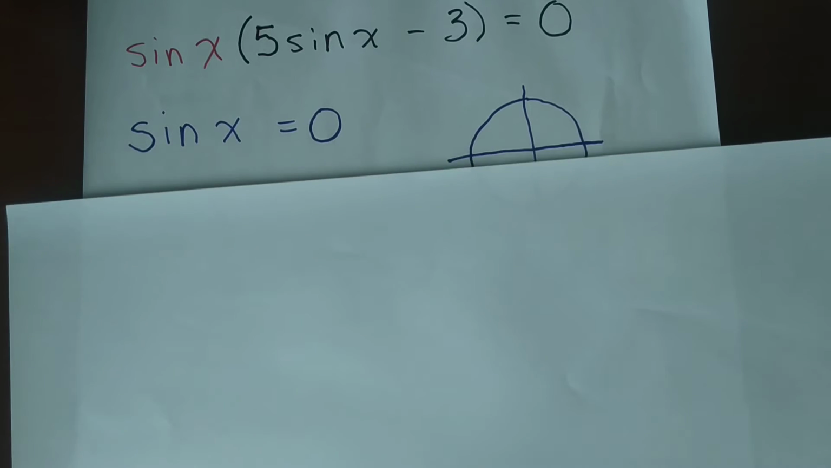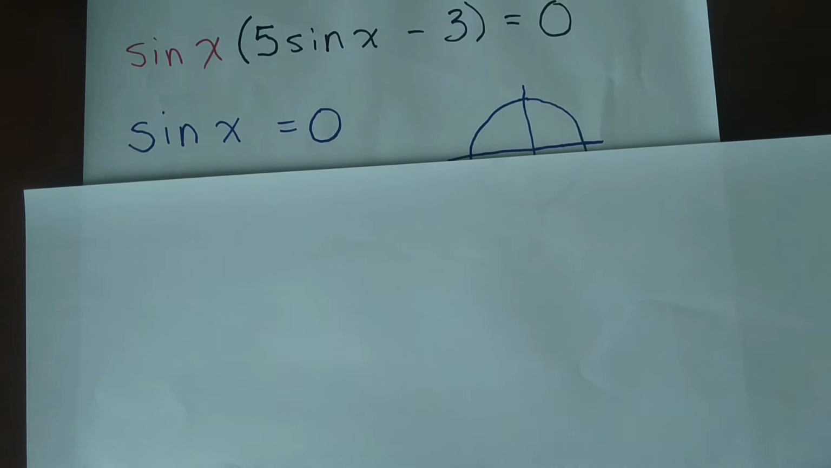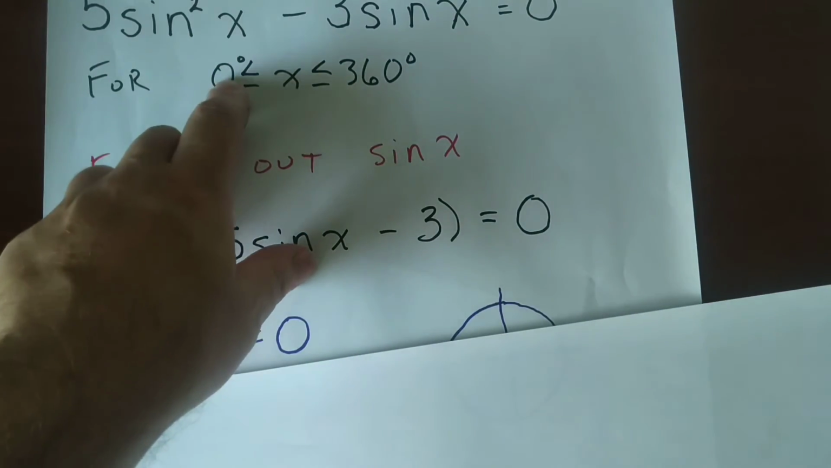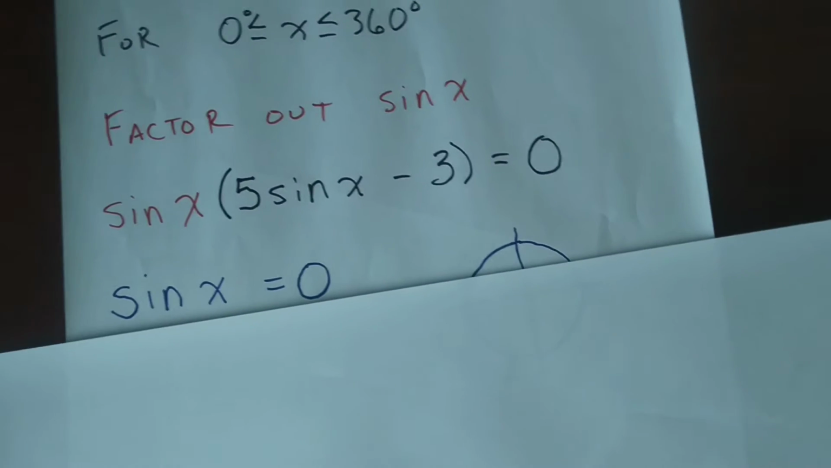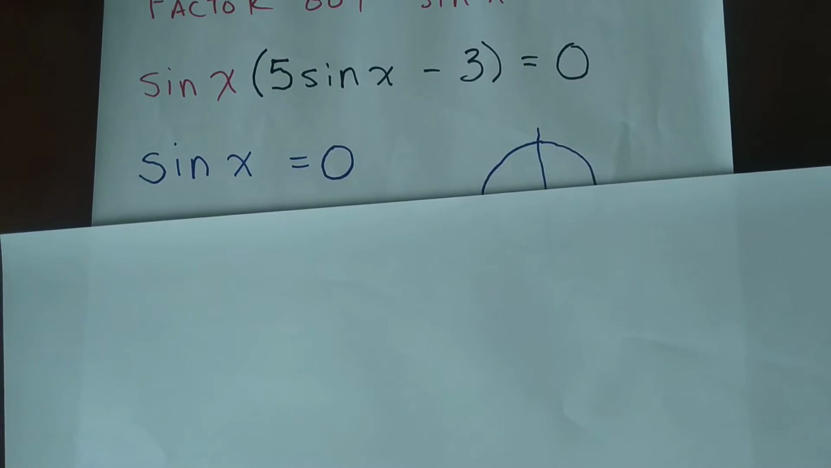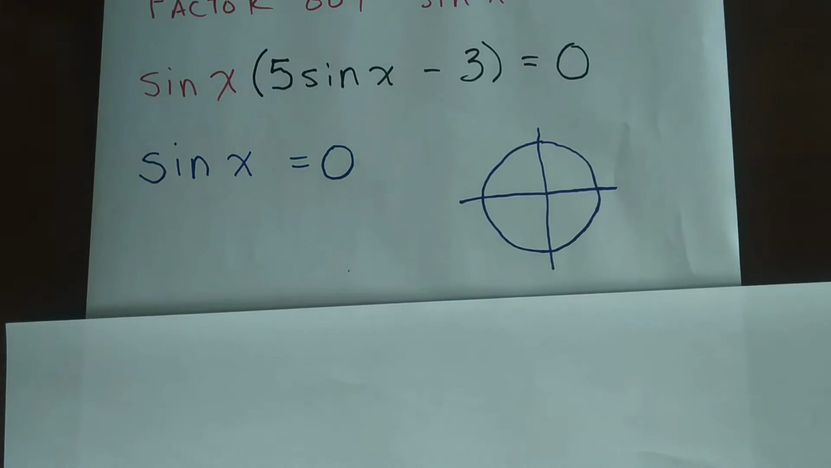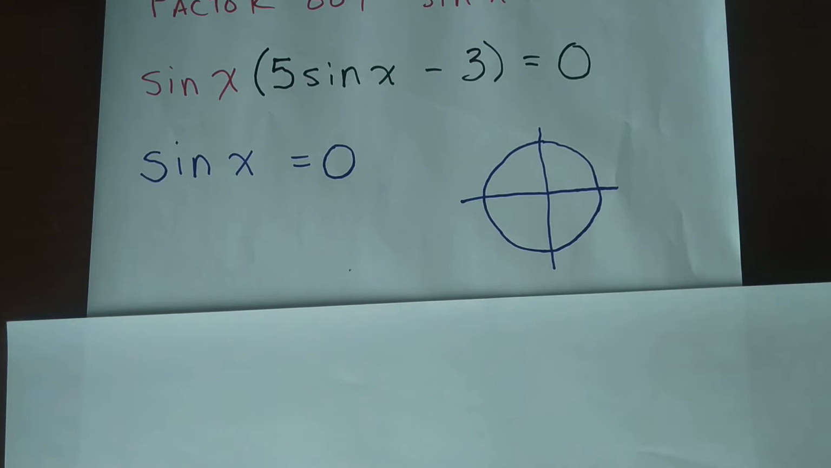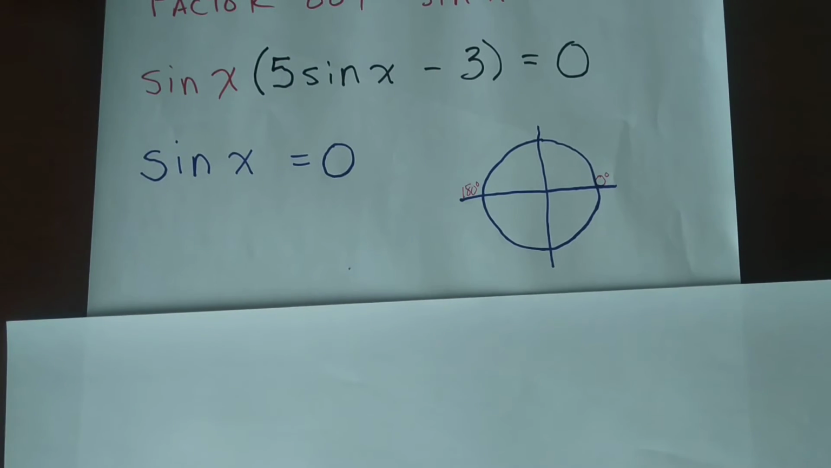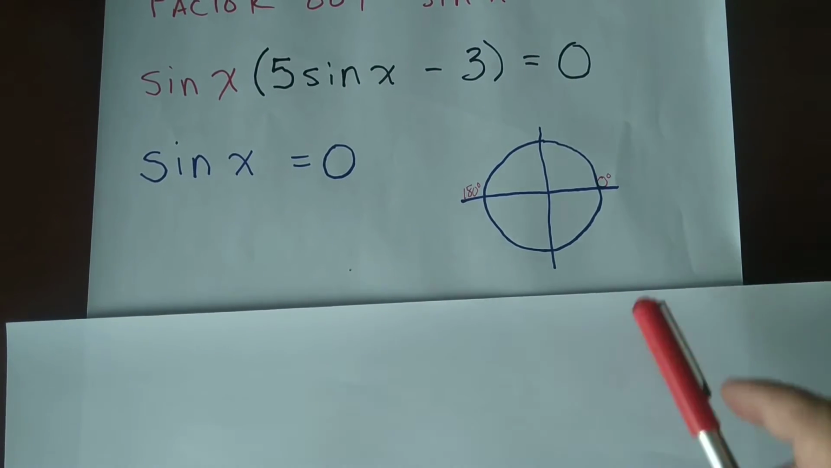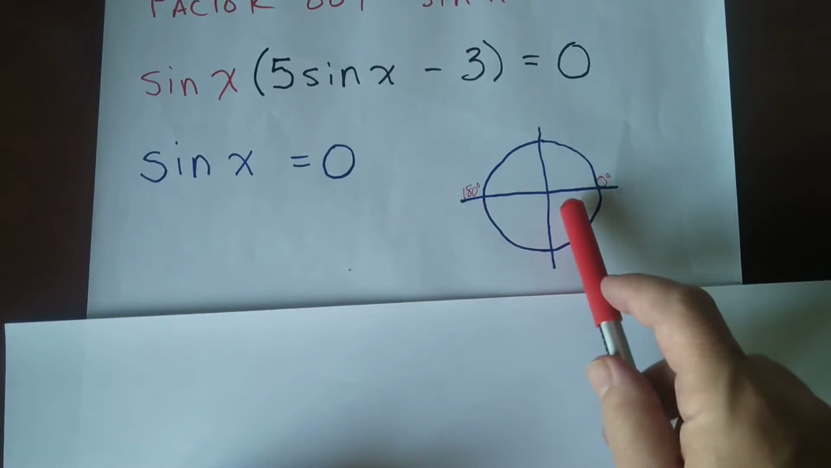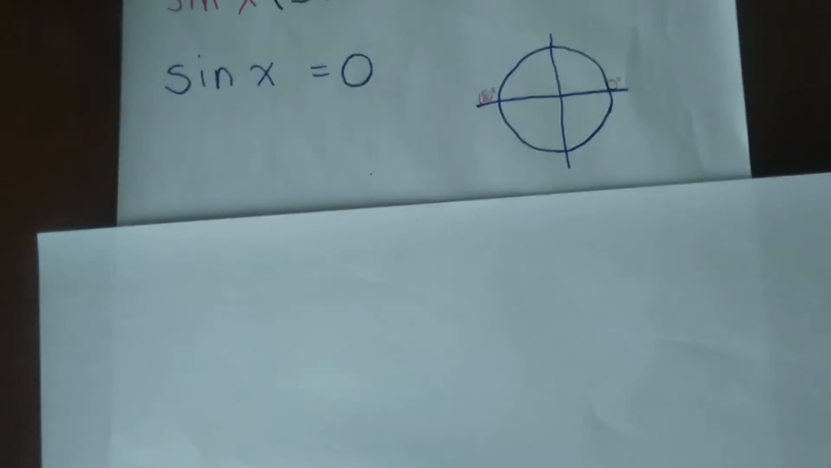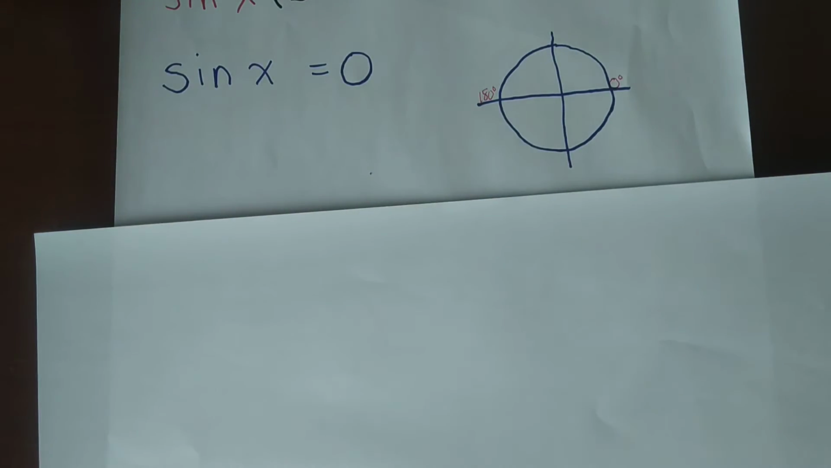And I went ahead and drew the unit circle. So we're going to have multiple values because we're going from 0 to 360. We don't know how many yet. I drew the unit circle. And the sine of what is 0? Well, we kind of already know this. The sine of 0 degrees and 180 degrees is 0 on the y-axis. So we just found 2 of the solutions that we need to find.